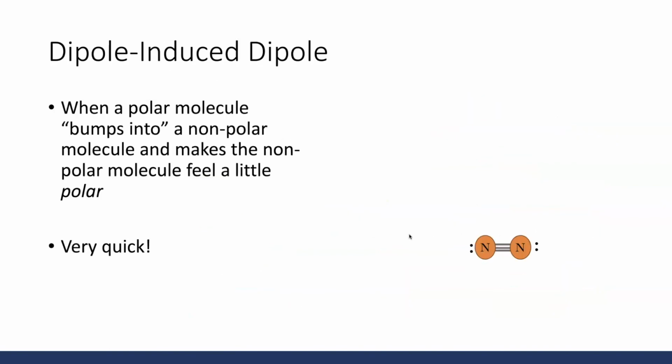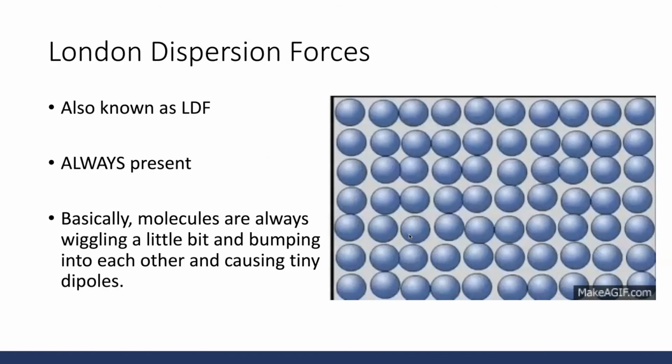All right, we can also have dipole-induced dipole. So this is when a polar molecule bumps into another molecule that's nonpolar, and it makes the nonpolar molecule feel a little polar. So say we have this nitrogen molecule, N2, just hanging out, and then a water molecule comes in and bumps into it, another one comes in and bumps into it, and it suddenly feels a little unbalanced. It's going to happen really quickly, but that is a dipole-induced dipole.